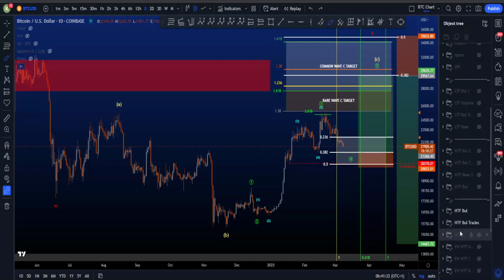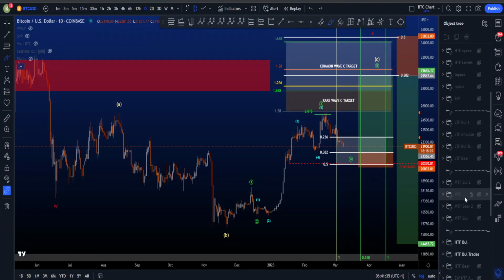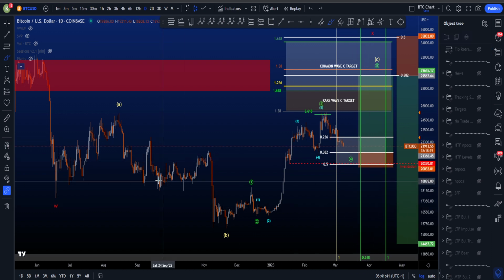Hi everyone, in this video I want to go through my preferred high time frame, medium time frame and low time frame bullish and bearish scenarios, as well as showing you some potential trading setups in these scenarios.